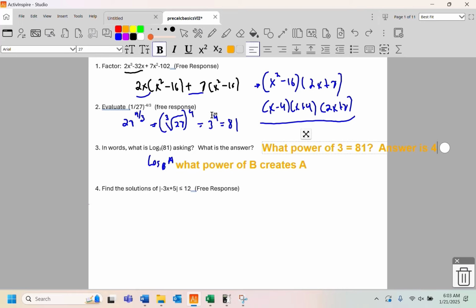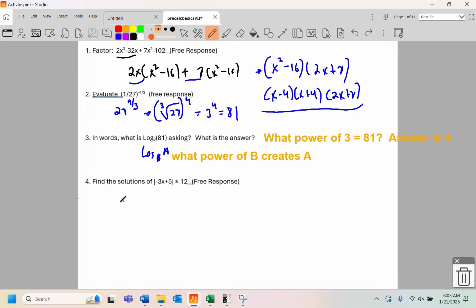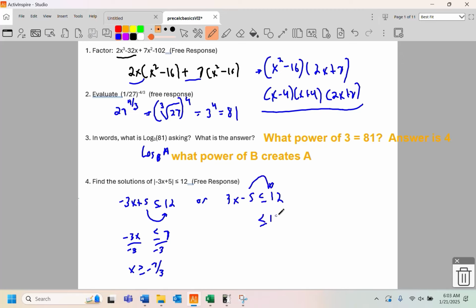All right, last one. Find the solutions of the absolute value of -3x plus 5 less than or equal to 12. That is a free response problem. And write two equations. -3x plus 5 is less than or equal to 12, or 3x minus 5 is less than or equal to 12. So we take away 5, we get 7. We divide by the negativity. When you divide by a negative, an inequality symbol flips. x is greater than or equal to -7/3. And over here, we add 5, 3x less than or equal to 17. And we don't have negativity on this one. There's your two answers.